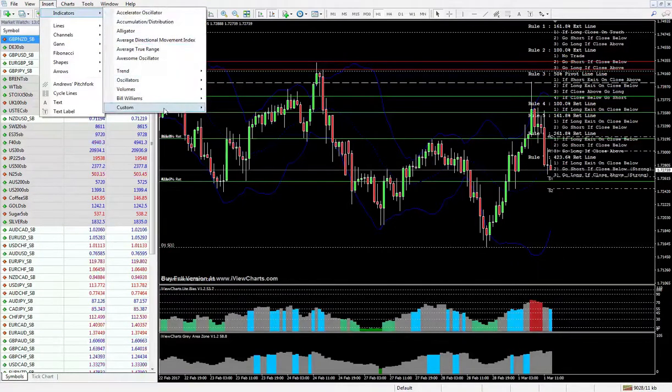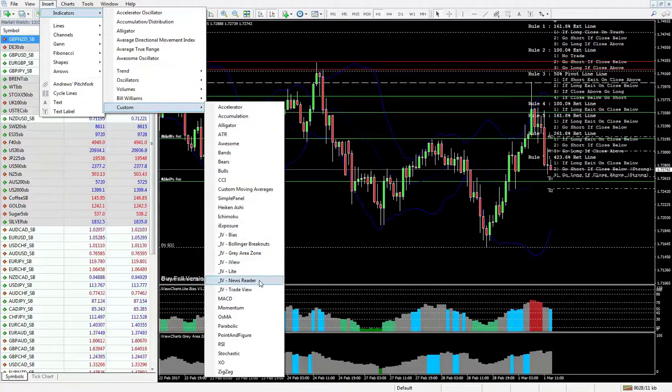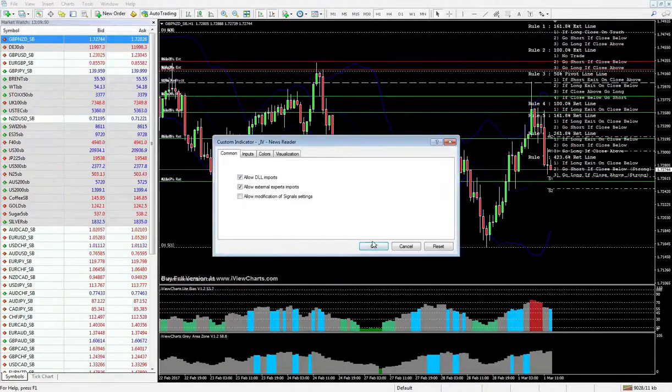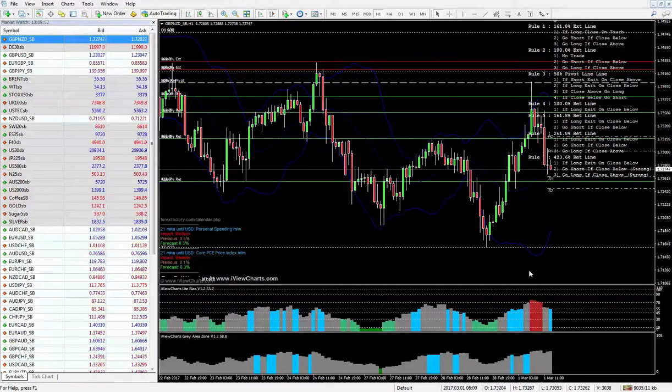Another indicator we can then use is the Newsreader. The Newsreader is exactly as it sounds. Instead of waiting for fundamental news to hit the markets, you have this. In 21 minutes, we've got personal spending as a medium impact, what the previous and what the forecast was. So instead of having to go to MyFXBook or Bloomberg for an economic calendar, the data is reminding you what's going to happen in the screens at all times.